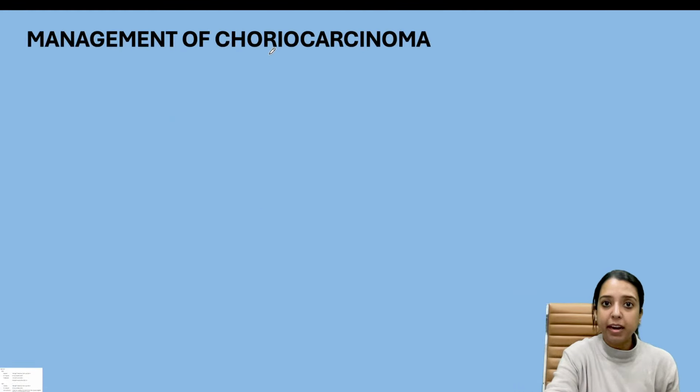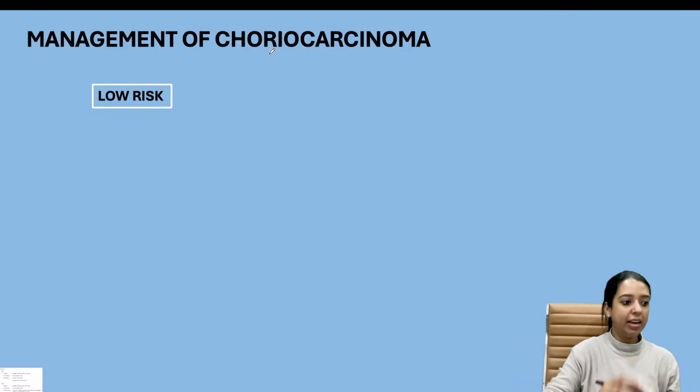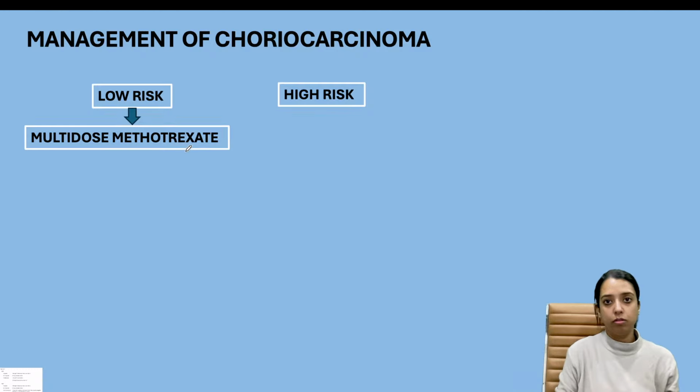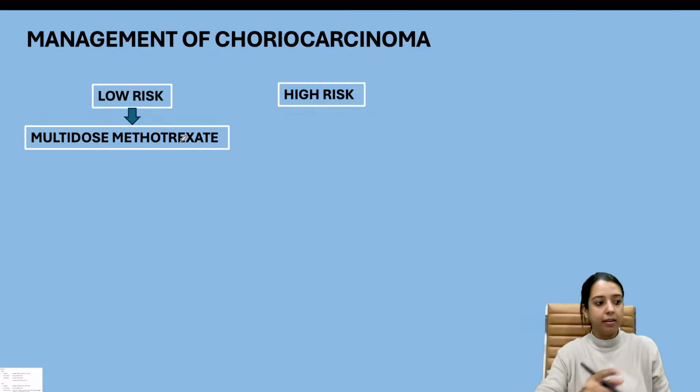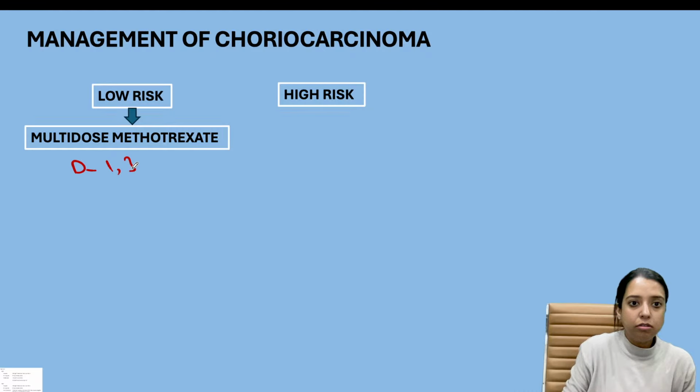Okay? What is the management of cancer? Here you give chemotherapy. If it is a low risk patient, there is a prognostic scoring. If we take out the scores, if it is a low risk patient, the treatment is methotrexate. But here it is multi-dose. Single dose was for ectopic. Here multi-dose methotrexate is the treatment of choice, given on day 1, 3, 5, 7, and you alternately give folinic acid.